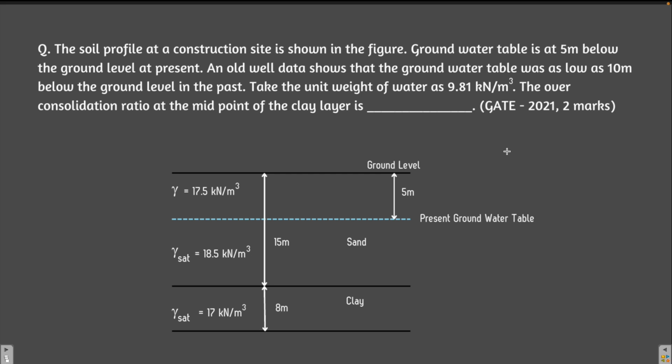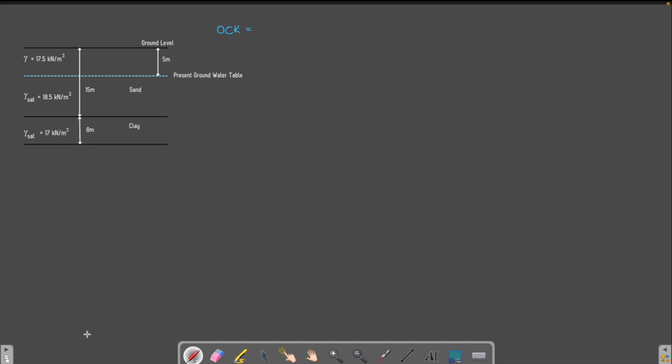So first of all, what is over consolidation ratio? Over consolidation ratio is the effective stress in the soil in the past to the effective stress in the soil at present. Okay, this is what we have to find out. So first of all, we have to find out what was the past stress at this level and what is the present stress at this level. Okay, so this is the current scenario where we have to find out what is the stress at this level of the clay, at the mid of the clay.